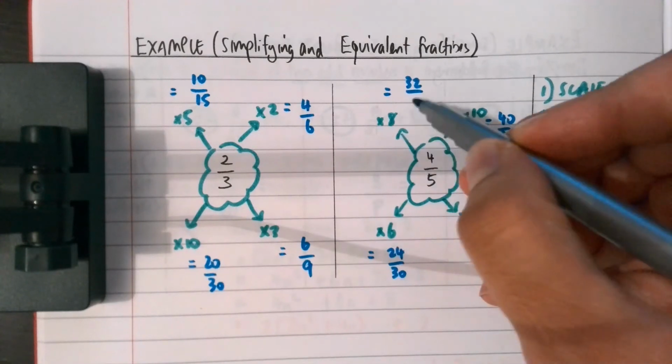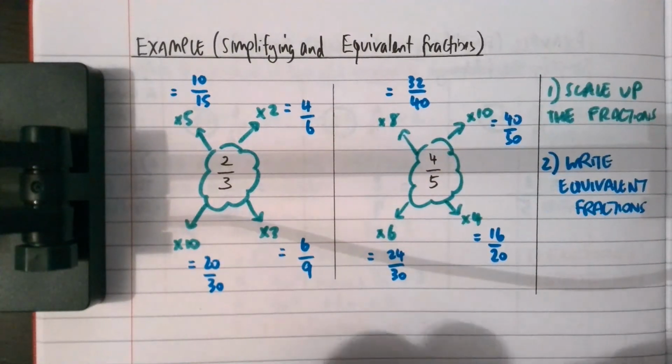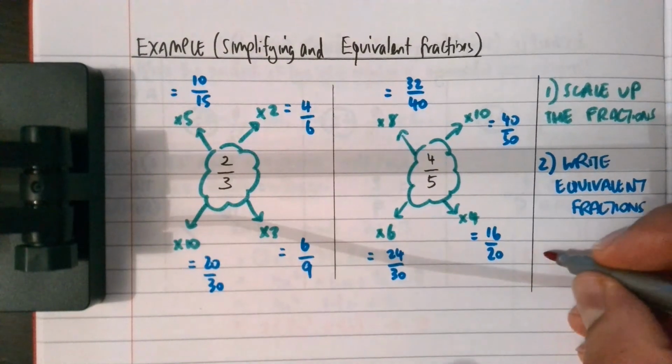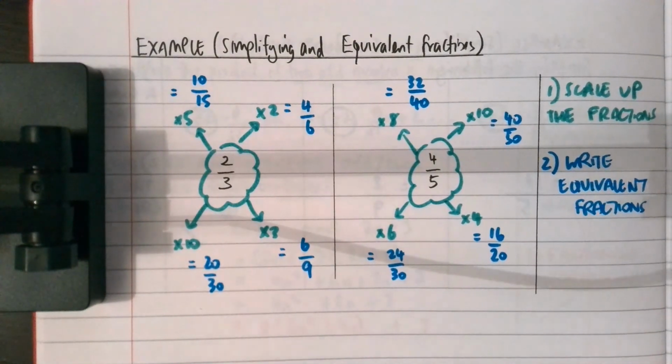Because if we reduce down, if we simplify the numbers in the blue, they will simplify down to 4/5. Okay? So equivalent fractions and simplifying fractions are linked. One is we're scaling up, and one is we're scaling down. So when we simplify, we're scaling down. When we're looking for equivalent fractions, we tend to scale up.